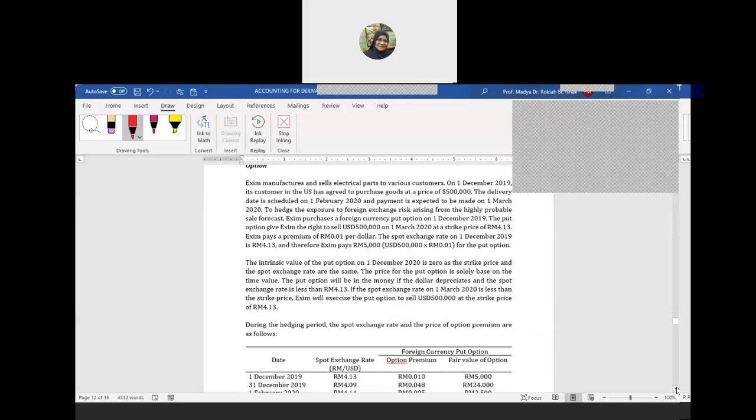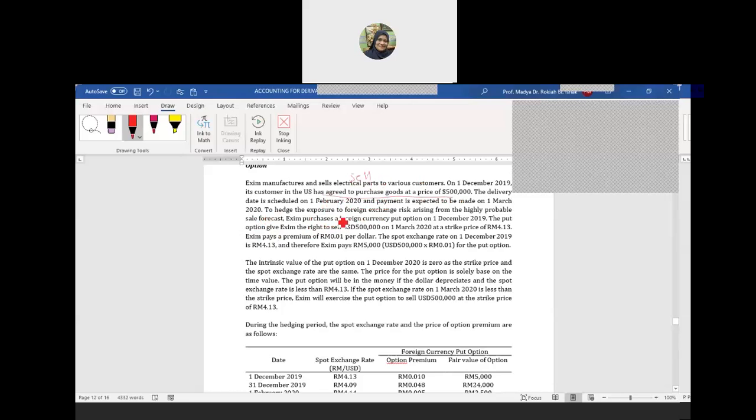On 1st of December 2019, a customer in the US has agreed to purchase goods at a price of 500,000. Okay, so they agree to buy. The customer agrees to purchase goods, so that means you are in a position of selling. Delivery is scheduled on 1st of February 2020 and the payment is expected to be received in March 2020.